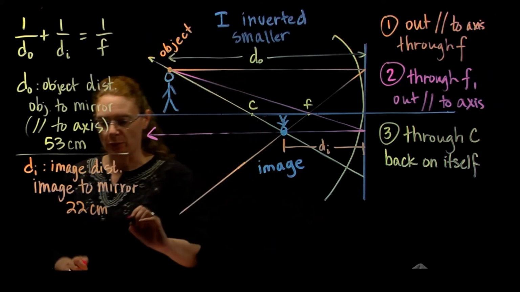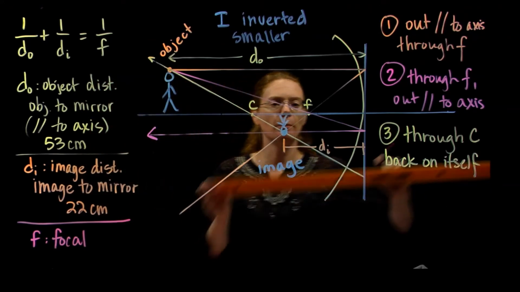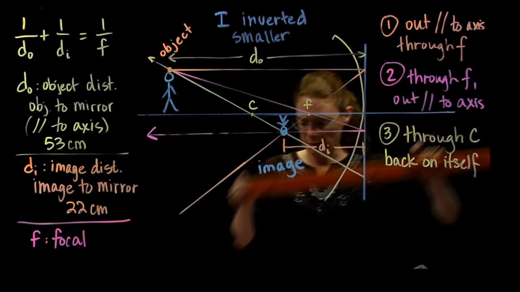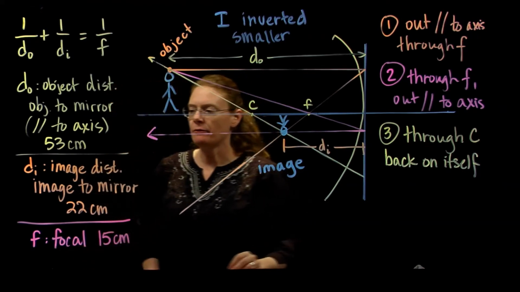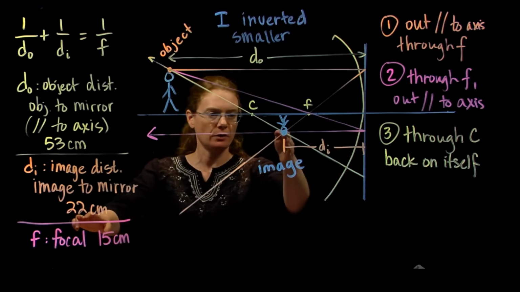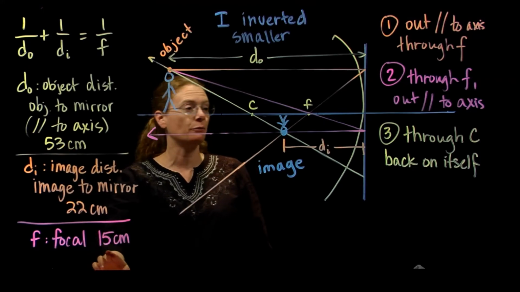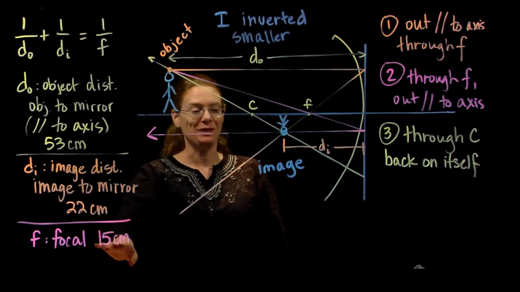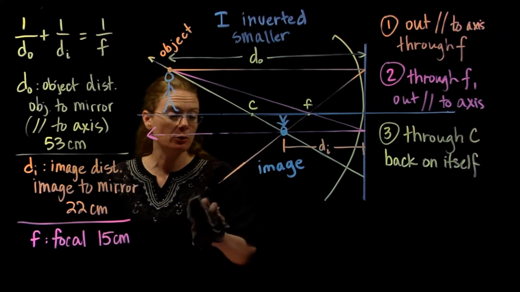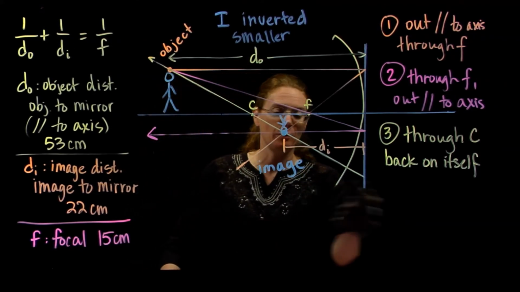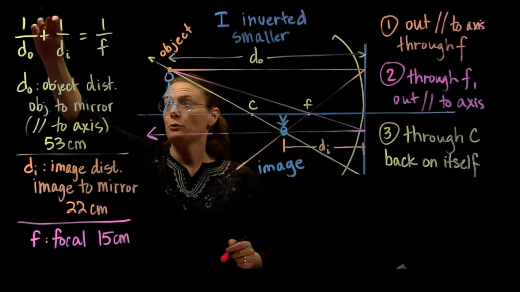The third one is the focal length. So that is from the focal point to the mirror again. And here, yep, we've got 15. That's what I had before. And so I'm having an image formed 22 centimeters in front of the mirror when I have an object 53 centimeters in front of a mirror of focal length 15 centimeters. So ray tracing is a good way to get a close estimate of where an image is going to be formed. Now, to get a better calculation, we want to do the numbers here.